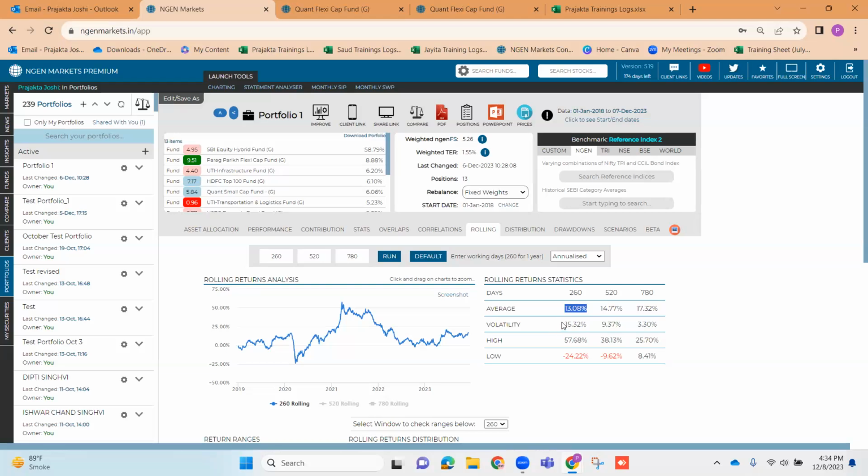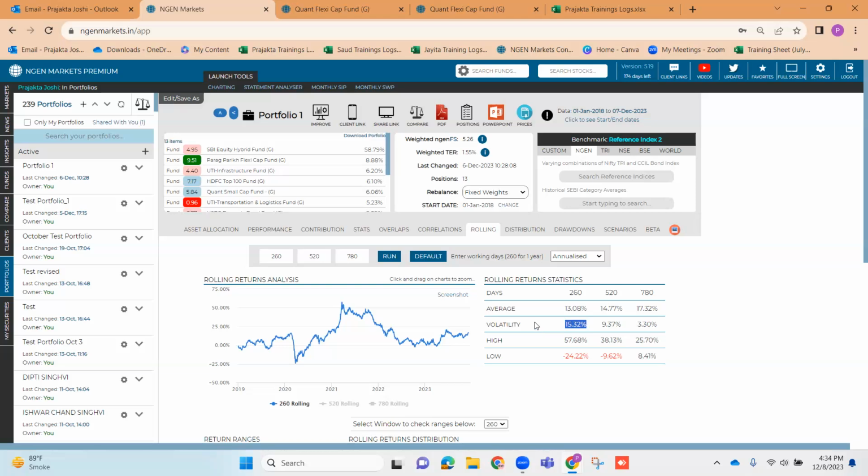Yeah, so I was just saying volatility in the rolling returns, right? How different are the rolling returns for any period of 260 days in the last 5 years from the average? That is what is indicated by the volatility number. This is like a standard deviation, honestly. Okay.